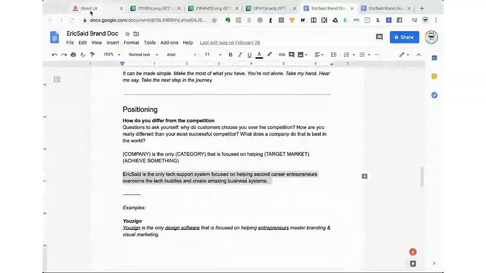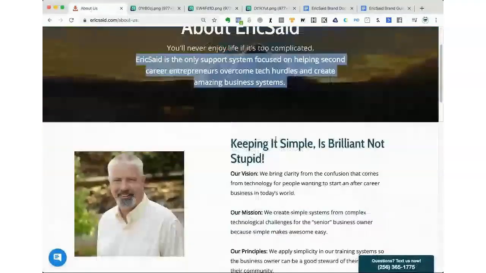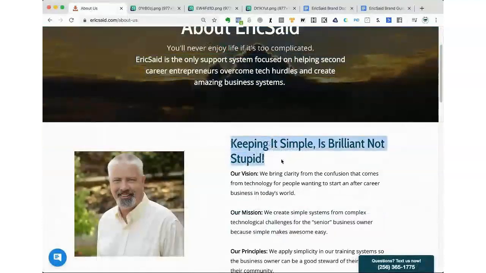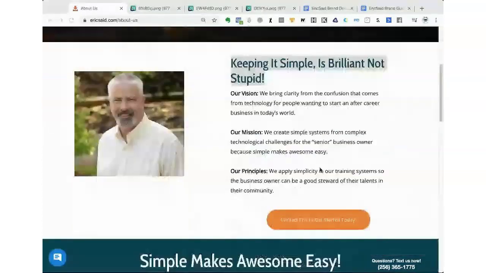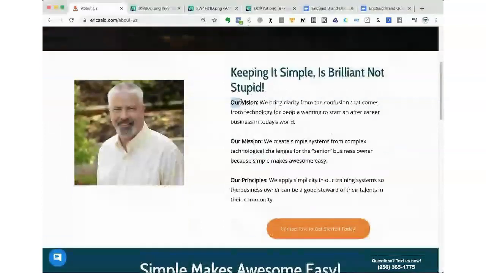Now, let's begin to break this down. My statement is simple: makes awesome easy. But for some reason, an insulting thing for me has always been keep it simple, stupid, however you want to phrase that. Simplicity requires brilliance, not stupidity. So keeping it simple is brilliant, not stupid. And so what do we have next? These 3 things right here, right?